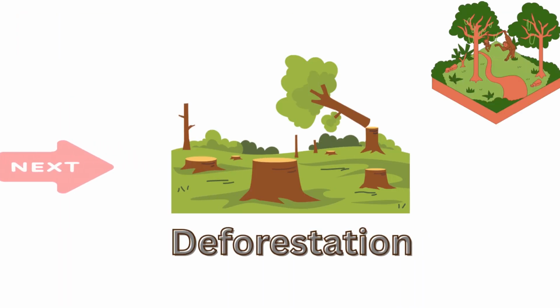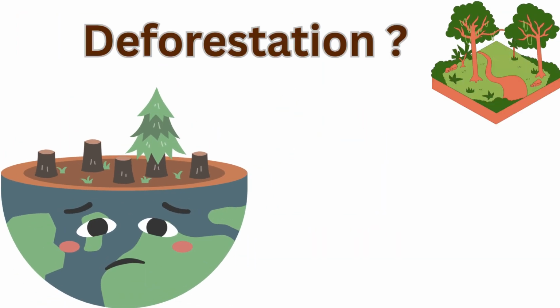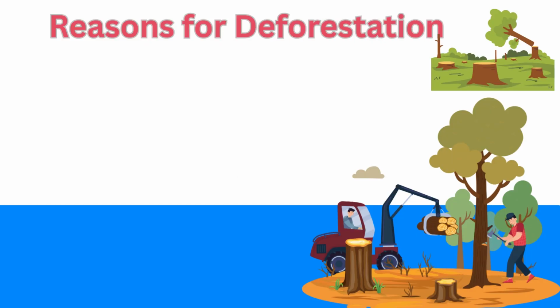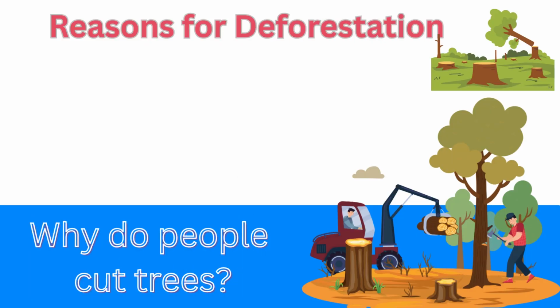So next is, what is deforestation? Deforestation means removal of trees from the forest. People remove trees for many reasons. The reasons for deforestation. Why do people cut trees?